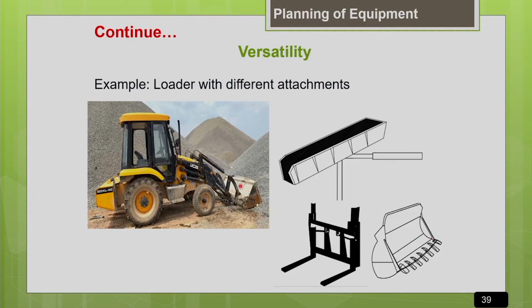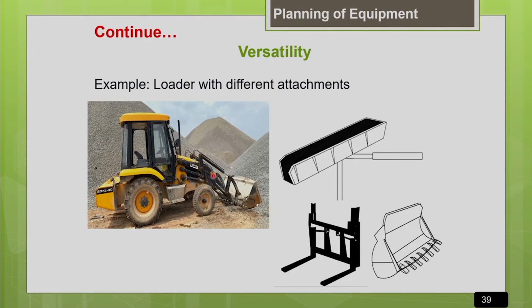Say for example, if I am going to use this loader in a quarry for handling the blasted rock pieces, then you can go for an attachment like a rock bucket, which has a V-shaped cutting edge. Okay, so with this bucket I can handle the rock pieces. Similarly, if I am going to use this loader for handling precast elements as a lifting device, then I can go for this forklift attachment. So with this I can use it for lifting purposes.